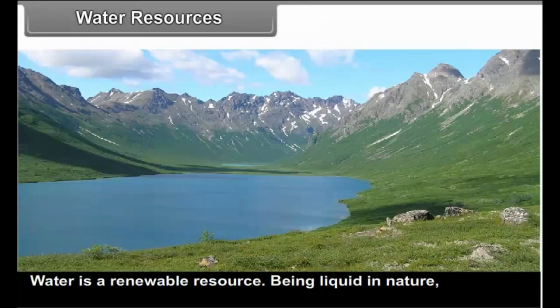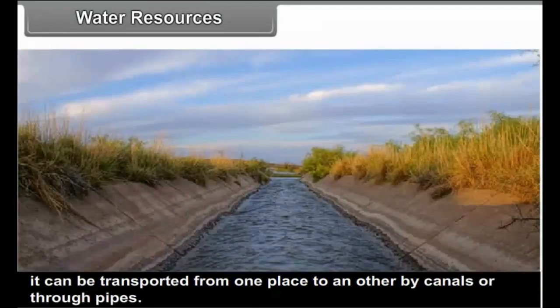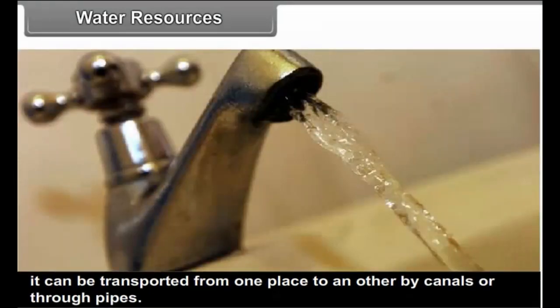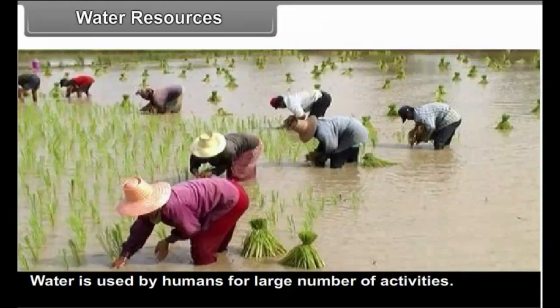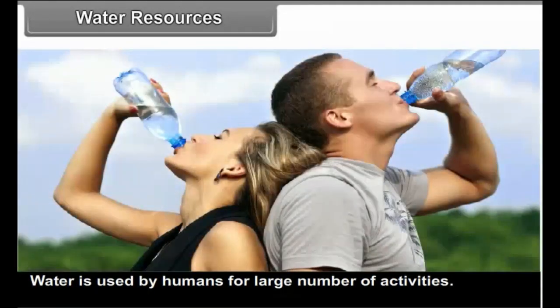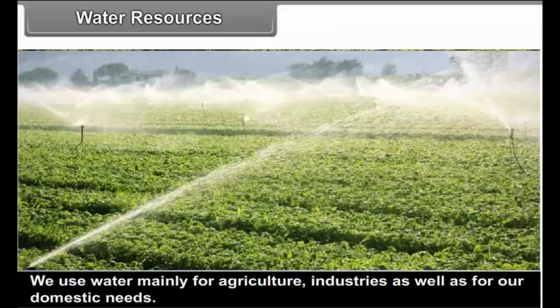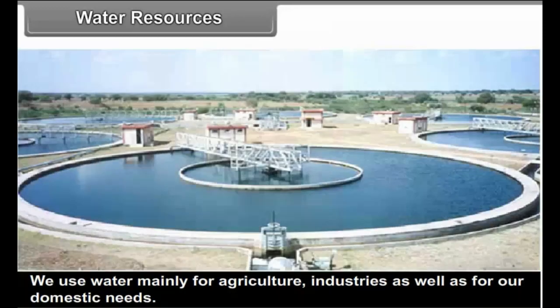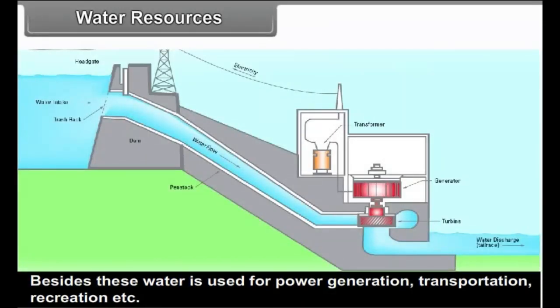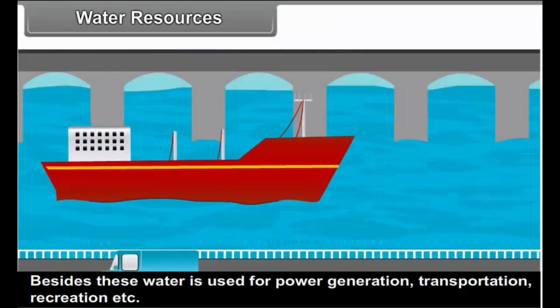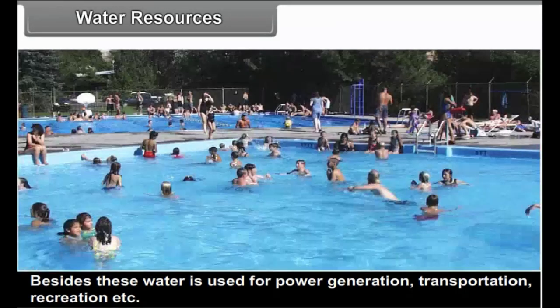Water is a renewable resource. Being liquid in nature, it can be transported from one place to another by canals or through pipes. Water is used by humans for a large number of activities. We use water mainly for agriculture, industries, as well as for our domestic needs. Besides these, water is used for power generation, transportation, recreation, etc.